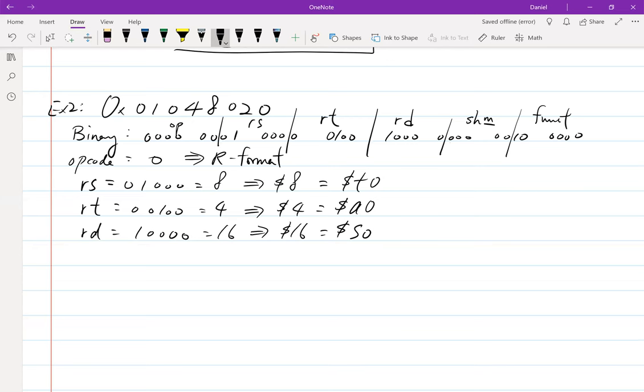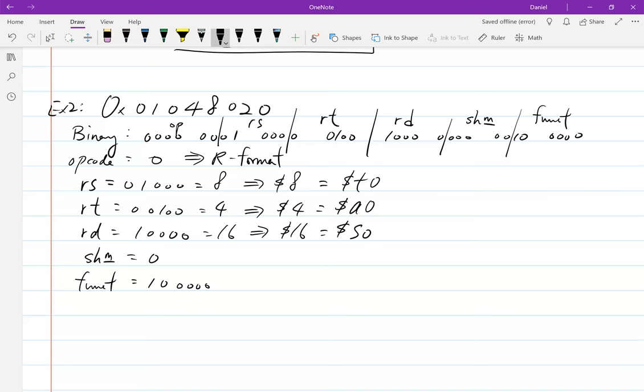All right, so now we have RD. Now how about shift amount? Shift amount is 0, right? Which means that this is not going to be a shift function, right? Now the function code tells you what operation we are in.